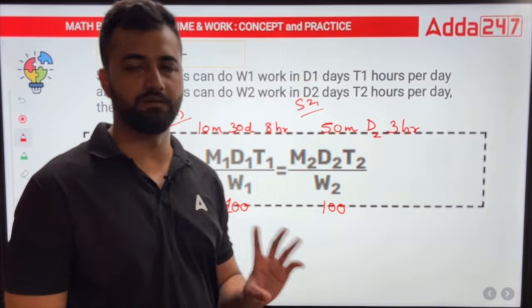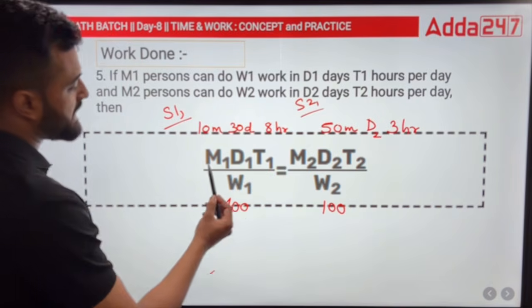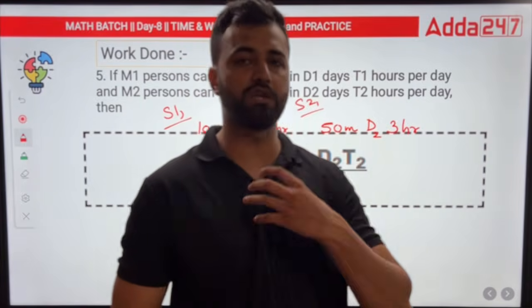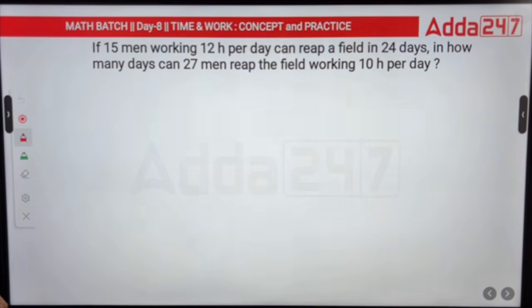There is T, but sometimes you might see H, number of hours. Okay, so it's quite simple. Man, days, time and work, right? And this formula can be modified based on our requirement. For example, see, this is a question out here. Okay, you'll understand this better.